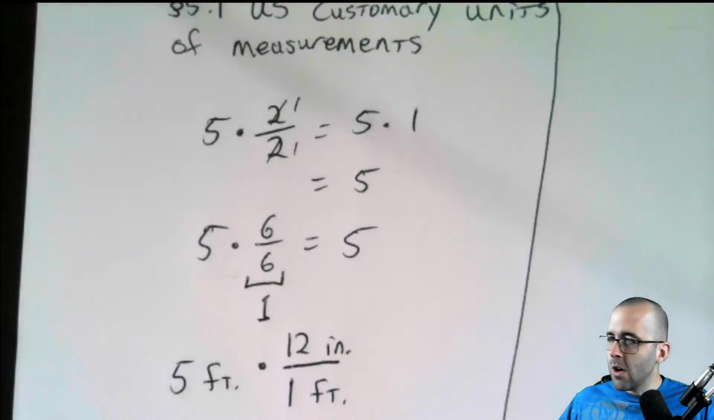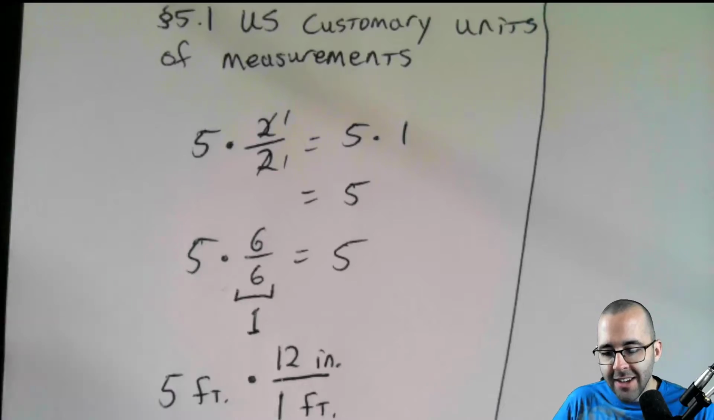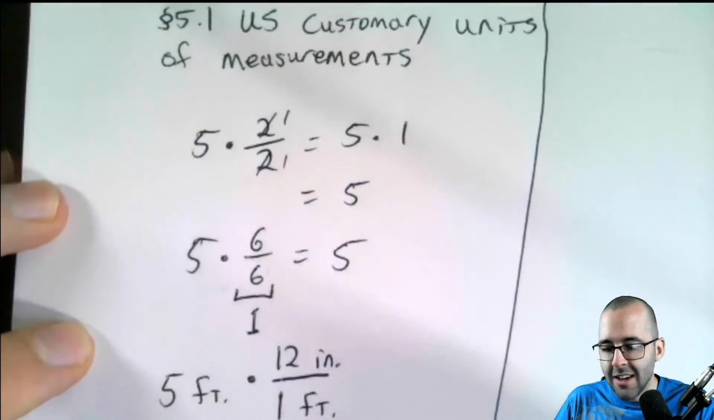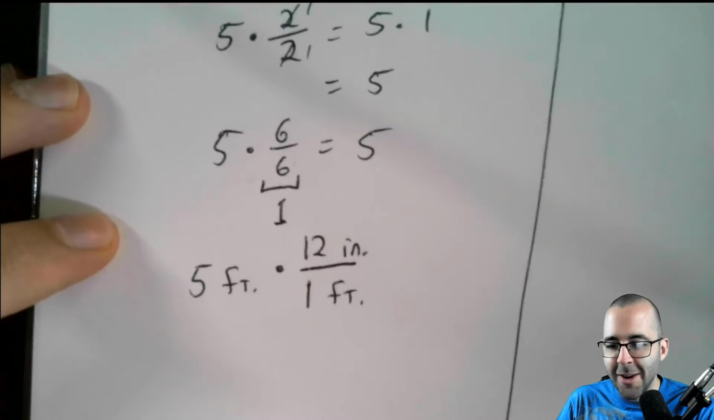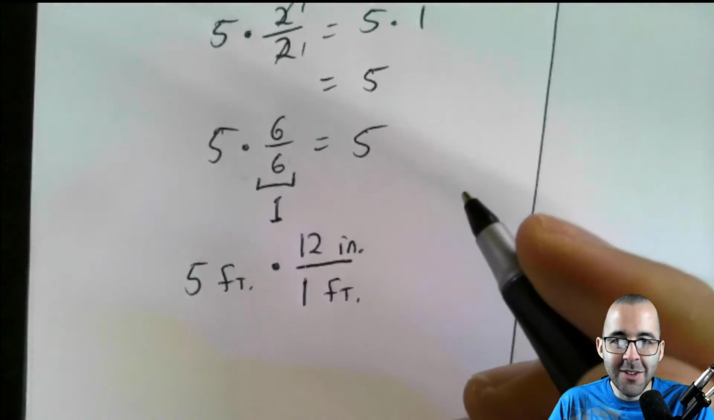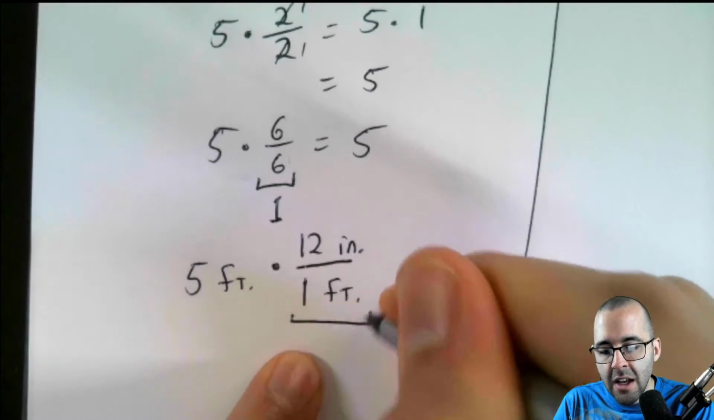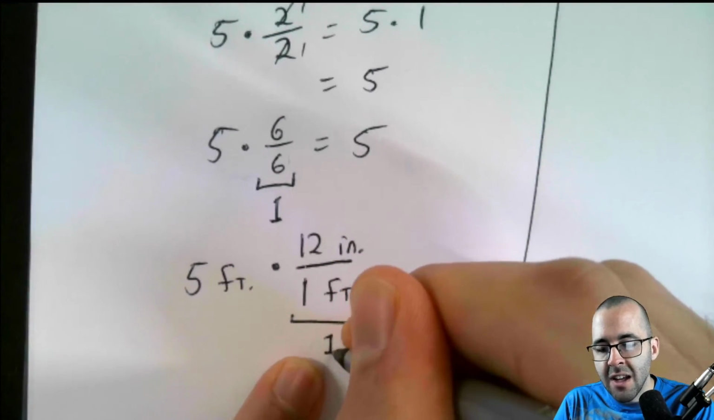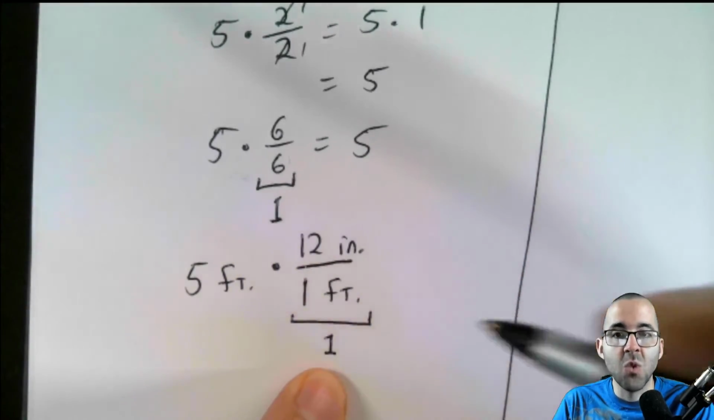And you might say, whoa, Jason, slow down. You're not multiplying by 1 anymore. This isn't 6 over 6. Now you're doing 12 over 1. What's the deal, Jason? Well, jokes aside, this is still 1, because, as the notes say, 12 inches is the exact same thing as 1 foot.